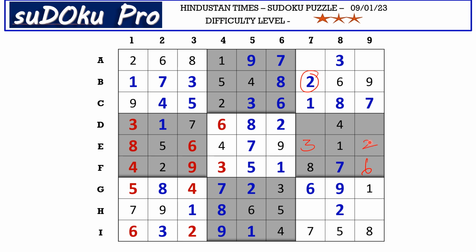Here the missing numbers are 5 and 9. There is 9 blocking from column 9. So D9 takes 5 and D7 takes 9. We know that we miss 4 and 5 here. This 5 blocks here. So A9 takes 4 and A7 takes 5. Now in column 7 we miss 4 and here in column 9 we miss 3 and the puzzle is solved.